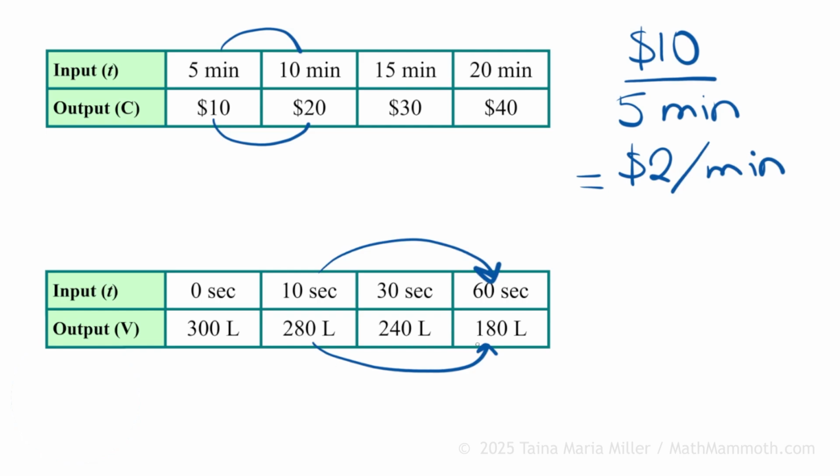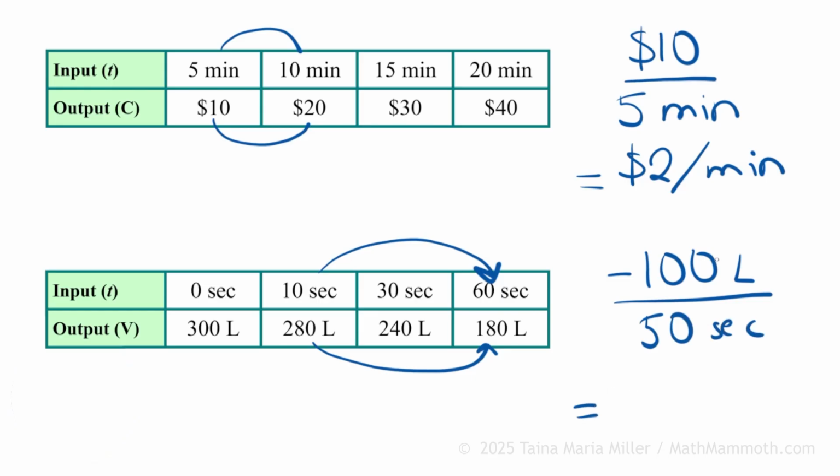So in the output, there's a decrease of 100 liters. So I will mark it as negative, minus 100 liters. And then in the inputs, it goes from 10 to 60. So the difference is 50 seconds. And again, this one simplifies. 100 divided by 50 would be 2. It's negative though. Minus 2 liters per second. So that's actually a rate. Maybe you have a volume of water somewhere in some container or some tank, and it is decreasing that fast, 2 liters per second. Okay, being negative, it is decreasing.